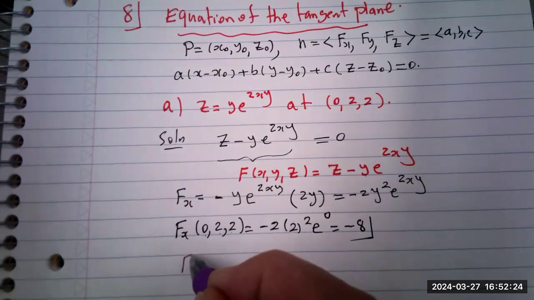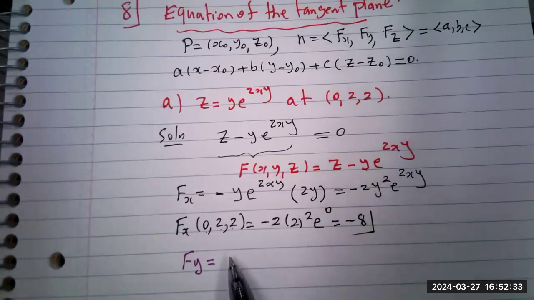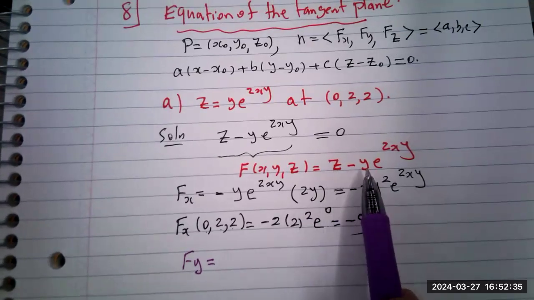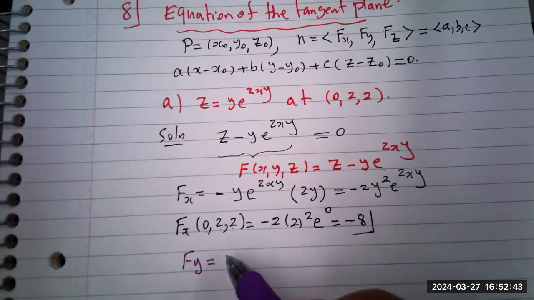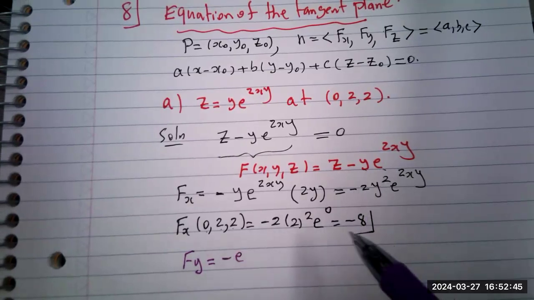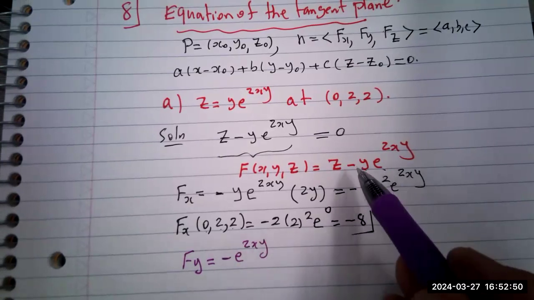You go for f sub y. Go back into your function and find the partial derivative with respect to y. The z term would be 0 again. You have y in 2 terms, so you have to use the product rule: derivative of the first times the second, plus the second times the first. The derivative of the first is just negative 1, so that gives negative e to the 2xy, plus the derivative of the second times the first.